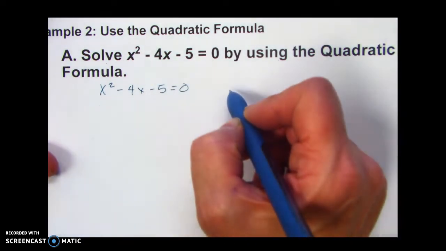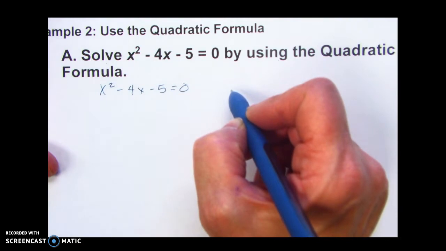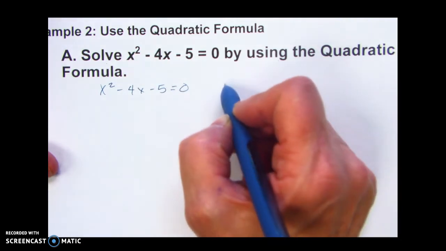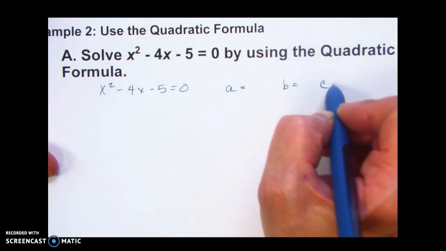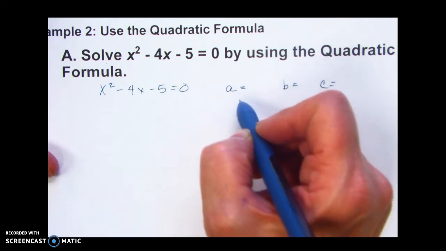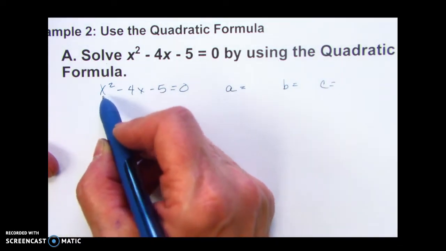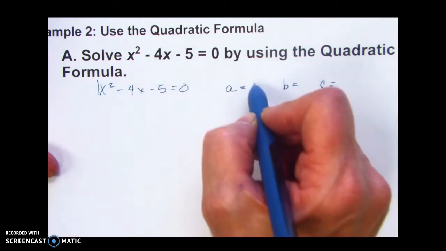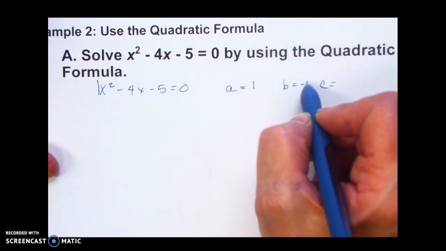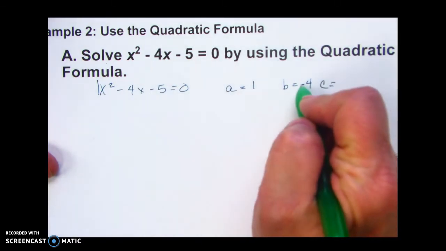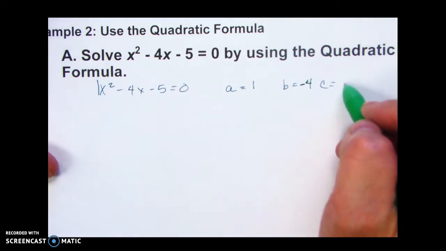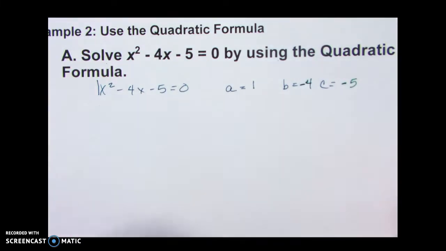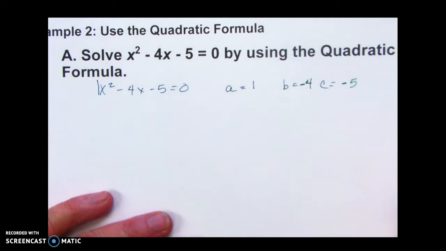Next move. What is the value of A? What's the value of B? And what's the value of C? So over here, A equals, B equals, C equals. And what is A? Remember, it's always that invisible number right here, which is a 1. B? Negative 4. And let's make sure that we're taking note of that negative sign. Again, what is C? Negative 5. So make sure to take note of the negative 5.